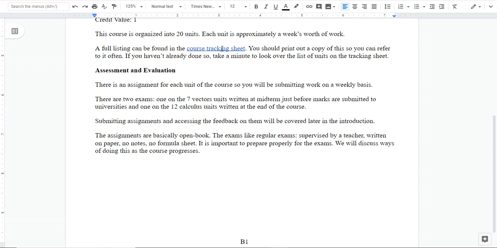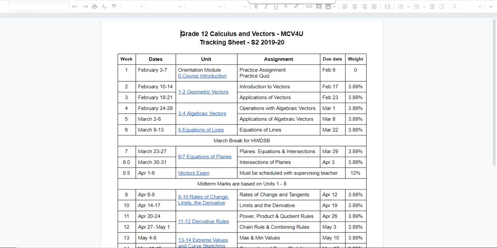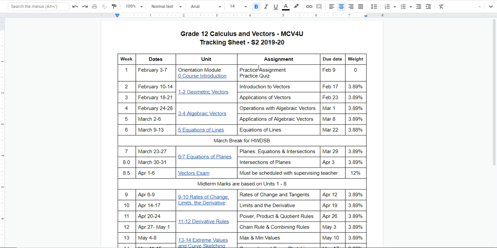Now, if you haven't taken a look at the course tracking sheet yet, you should absolutely take a look at it right now. You should print it out. You should have it handy. This is like the main document for the course that lists everything that you're going to need to be able to do. So I'm going to open it right now. Course outline and tracking sheet, and here it is.